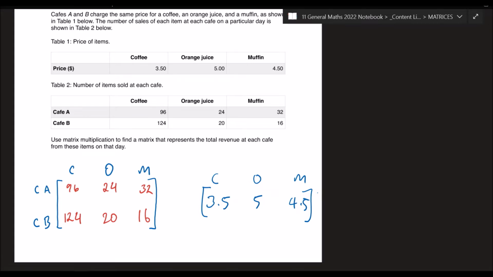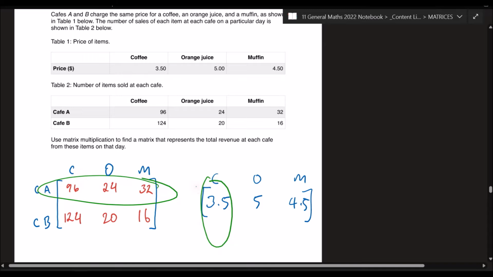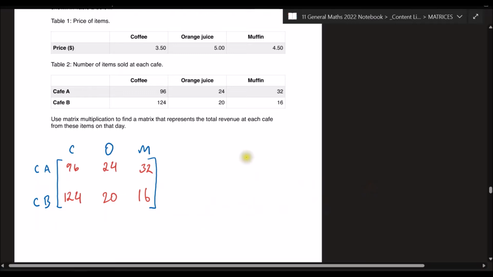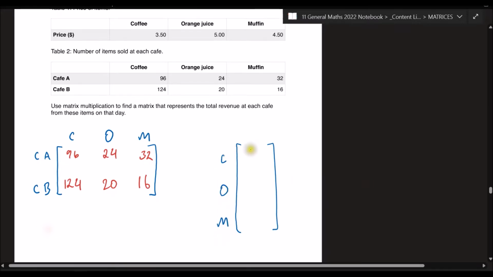It won't match up. Yeah, you can't multiply them, can you? Because remember, the principle is you're going row by column, but there's not enough numbers to multiply. So how should I arrange this matrix? Have a think, if I want to multiply them together. 3 by 1. So it should be a column matrix of some sort. Let's fix that up then. Thank you, Anthony. So because I want to multiply them together, organize it like this: coffee, orange, muffin, and then you put your prices in.